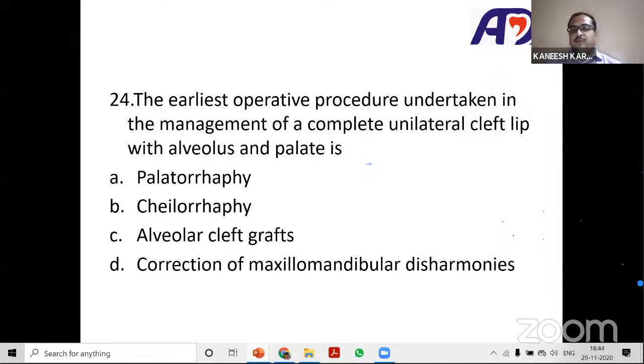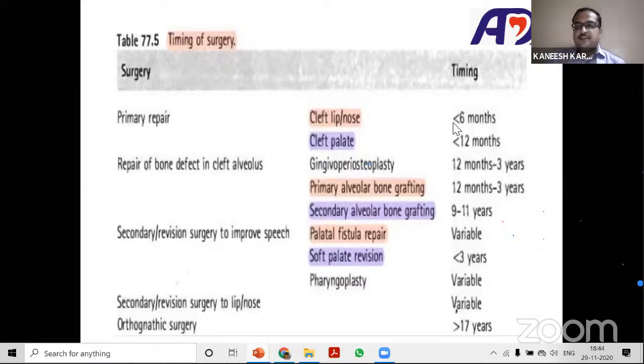The earliest operative procedure undertaken in the management of a complete unilateral cleft lip with alveolus and palate. Excellent, it is cheiloplasty. That is, you operate the cleft lip first. That is at 6 months. At around 6 months, you do cleft lip.